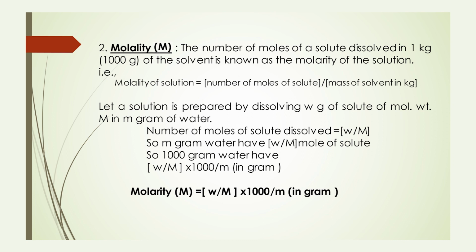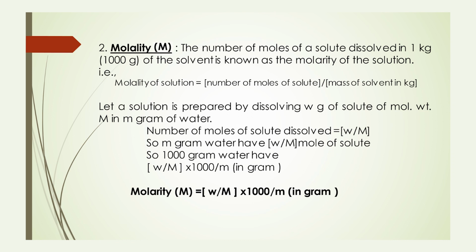Let us clear this with one example. 0.6 gram urea is dissolved in 100 gram of water. Calculate the molality of the solution. Now, the mass of solute given here is 0.6 gram. Molar mass of urea is 60 gram per mole. Number of moles is equal to 0.6 gram divided by 60 gram per mole, which is equal to 0.01 mole.